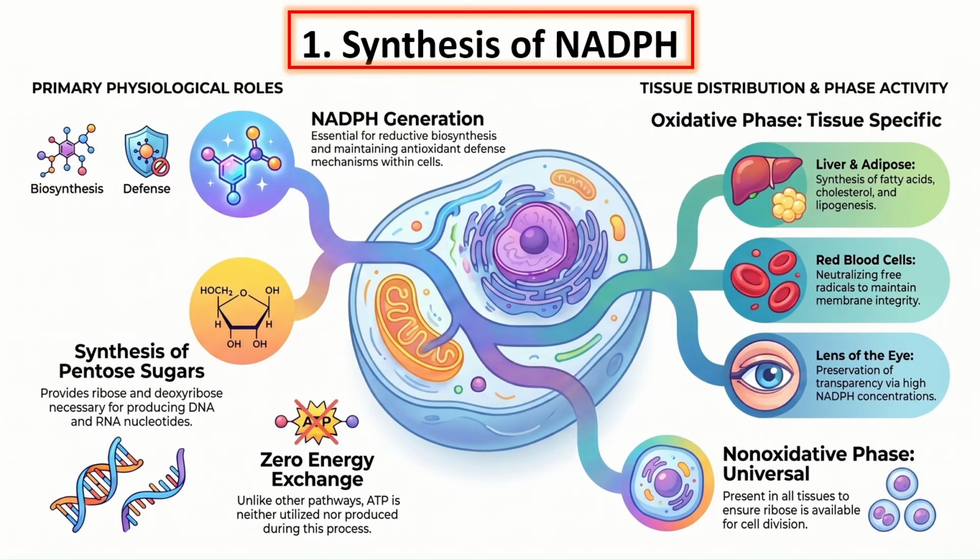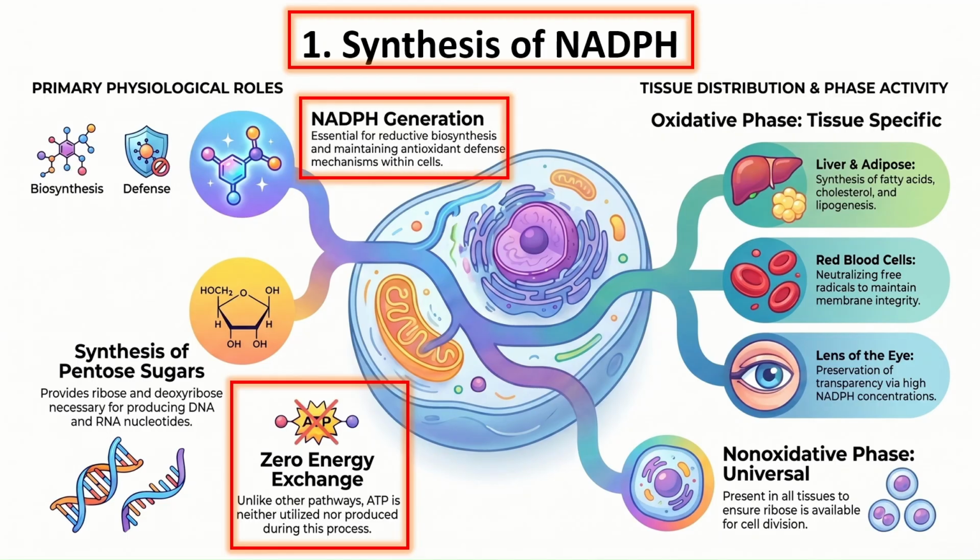Unlike glycolysis, the HMP shunt is not utilized for energy production. ATP is neither utilized nor produced by this pathway. Instead, the primary physiological purpose of the HMP shunt is to generate critical cellular components like NADPH, which is required for reductive biosynthesis and antioxidant defense mechanisms. Ribose and deoxyribose synthesis also. It is required for the synthesis of nucleotides.